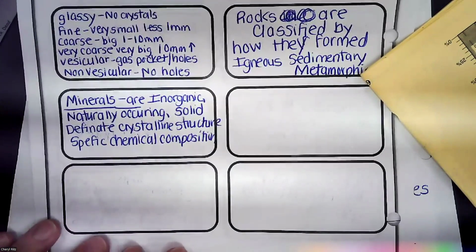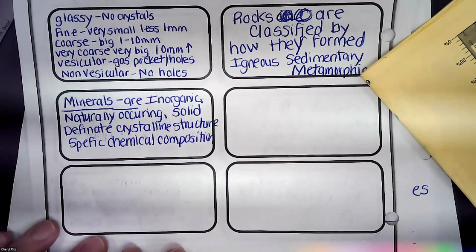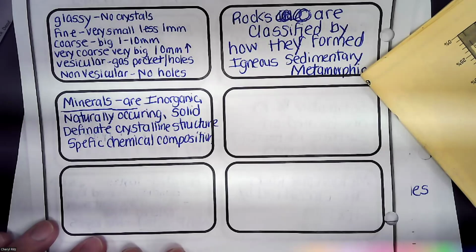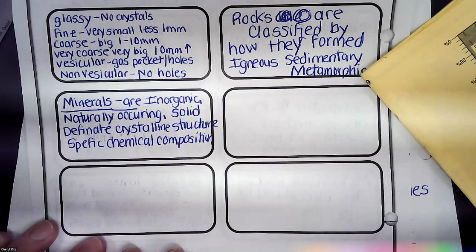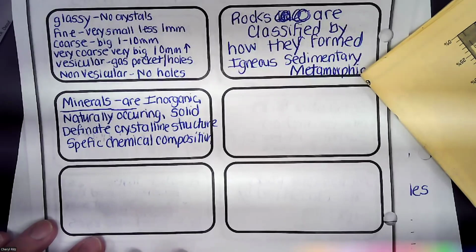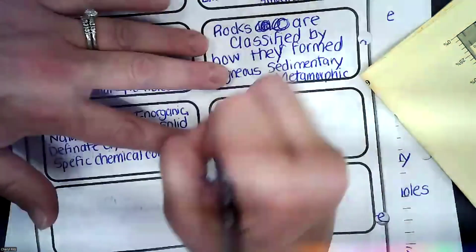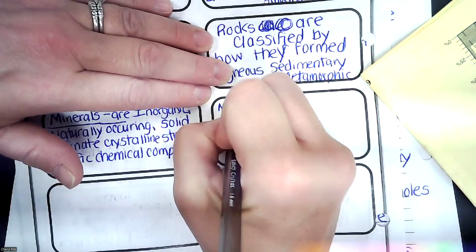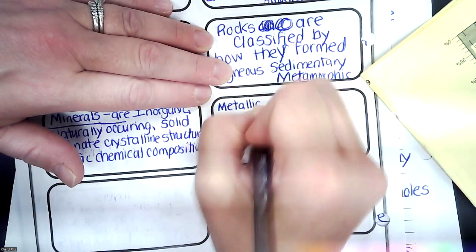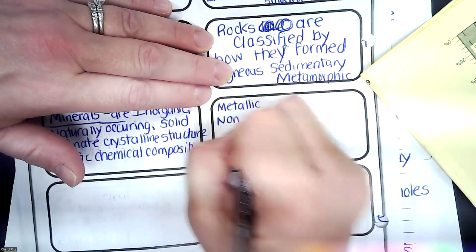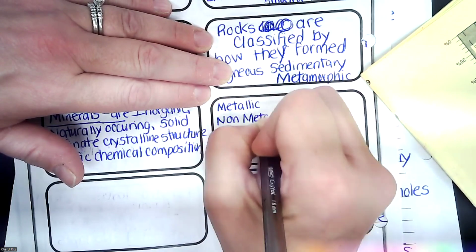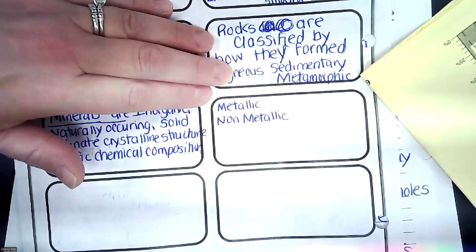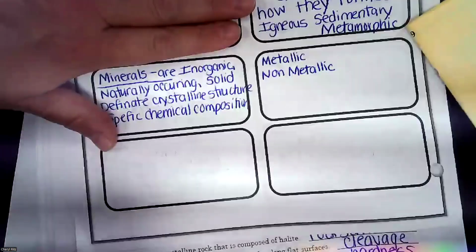Okay, we're almost done. We learned about the properties of a mineral. What are some of the properties we learned about? Luster is one of them. What are our 2 choices for luster? Metallic, non-metallic. What's another? Hardness. That's going to be in its own box.